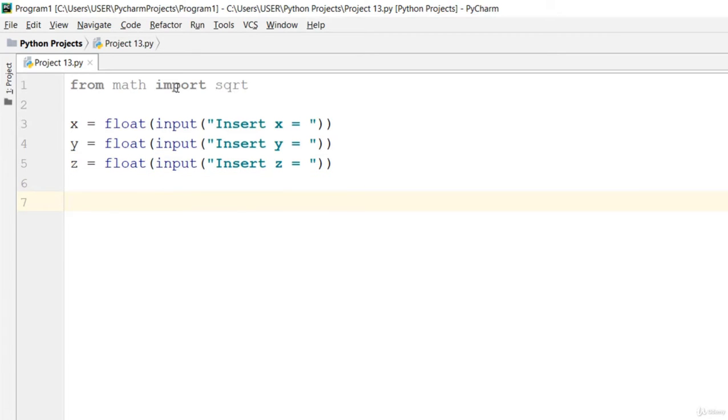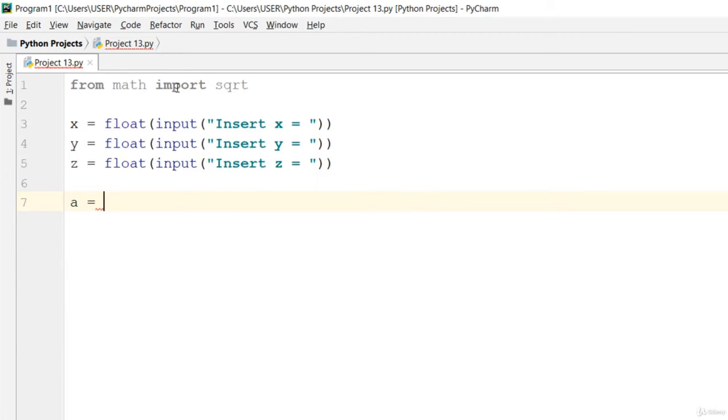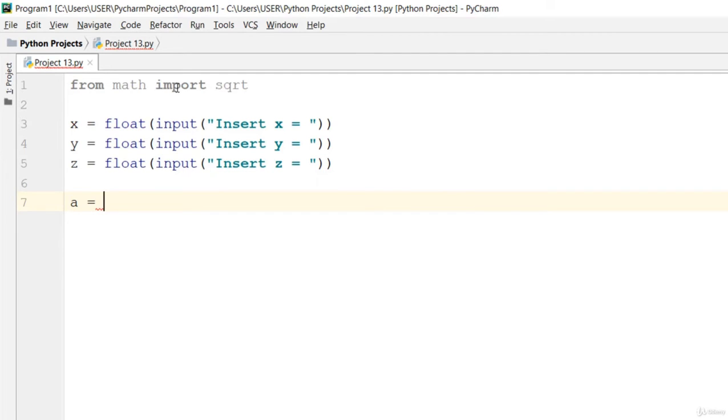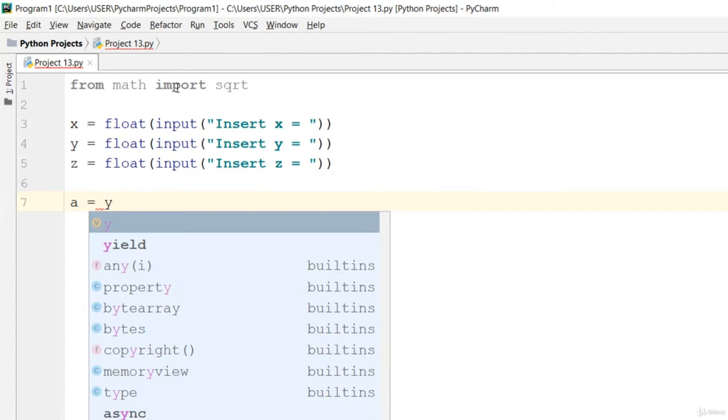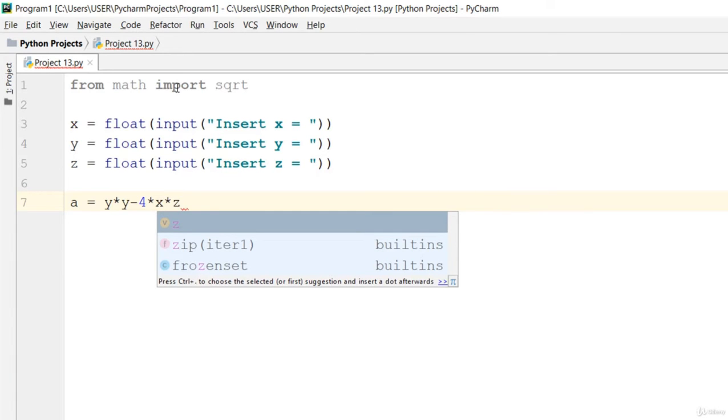Now let's go ahead and create the discriminant, and let the discriminant be equal to a. Let a be equal to, let's say, y multiply y minus 4 multiply x multiply z. Alright, so that is the discriminant.